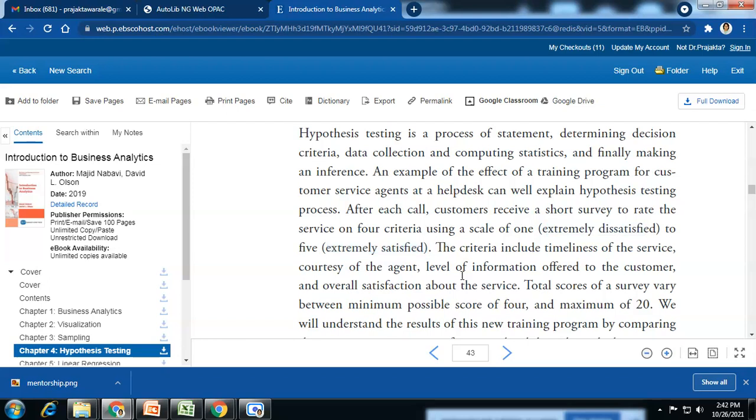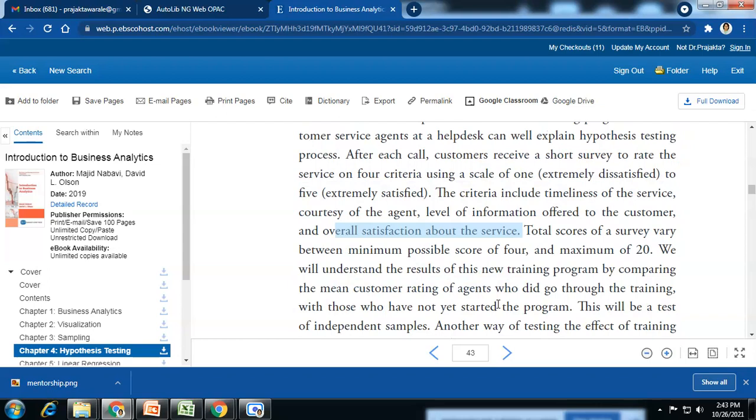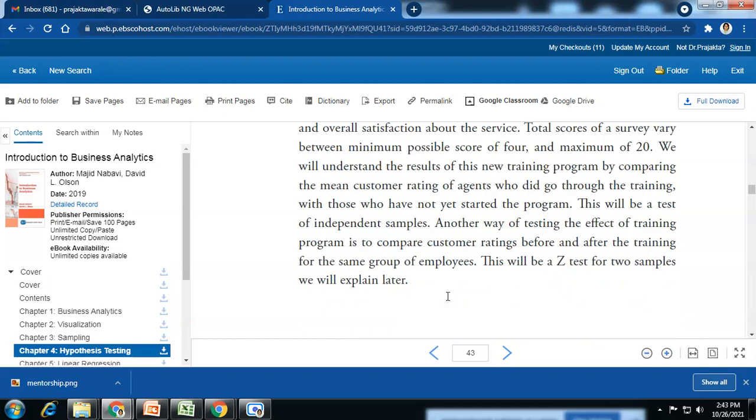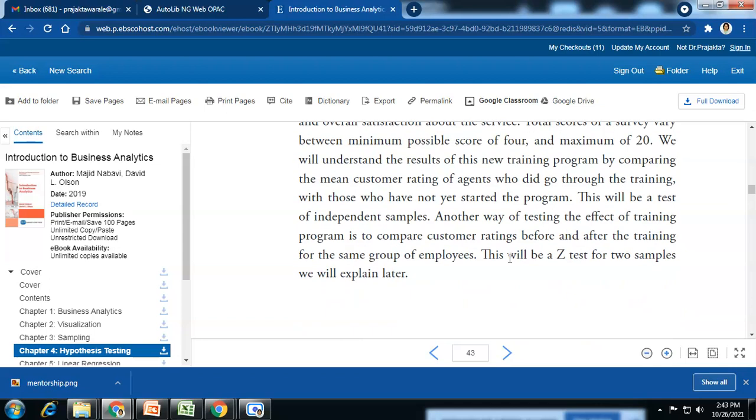So what can be the criteria for evaluating the customer service? Say timeliness of service, courtesy of the agent, level of information offered to the customer, and overall satisfaction about the service. Like that, you can give a score on your scale, highly satisfied to dissatisfied, with a maximum of 20. You can collect the data and apply a statistical test to that data.